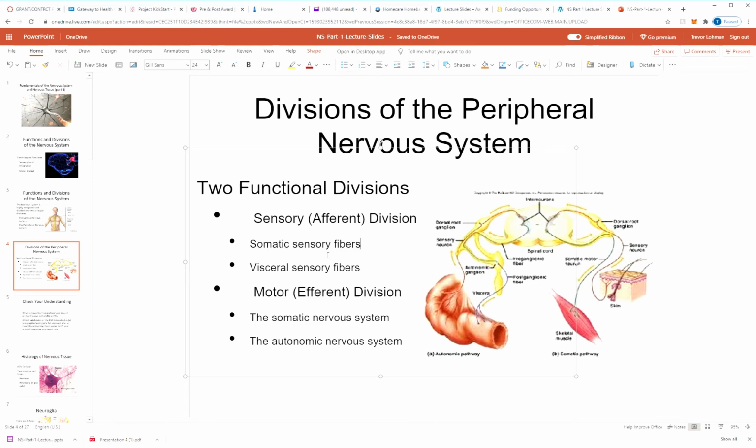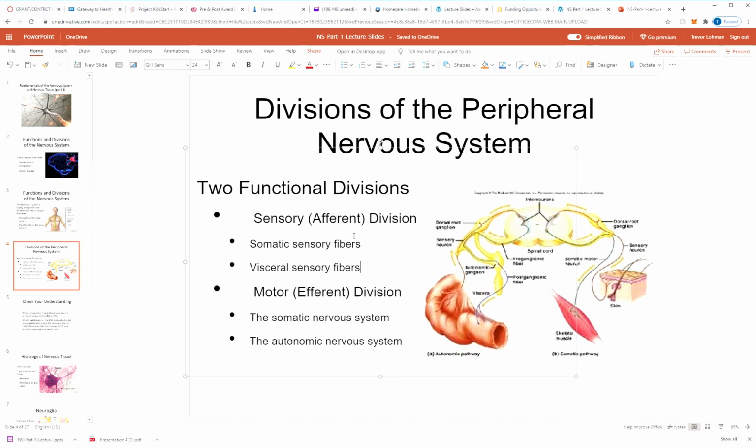Pain, temperature, touch, light touch, all that stuff I just named, that's somatic sensory fibers. We also have visceral sensory fibers. So visceral refers to your viscera, so your organs. And if you've ever had a stomach ache, you've experienced stimulation of a visceral sensory fiber. I'm using this word fiber here. I could also be saying system, and this is arbitrary, why I switched to system down here.